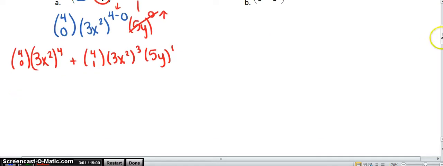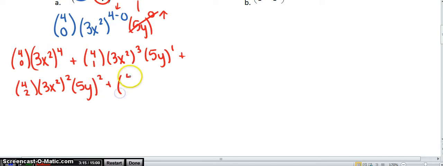We're going to keep going until we have no terms left. So now it would be 4 choose 2. 3x squared is going to decrease a power. So it was to the 3rd, now it's to the 2nd. Whereas 5y is going to raise one further power. So it's going to be squared. And keep going. We're going to have 4 choose 3. It's going to be 3x squared to the 1st, and 5y to the 3rd.